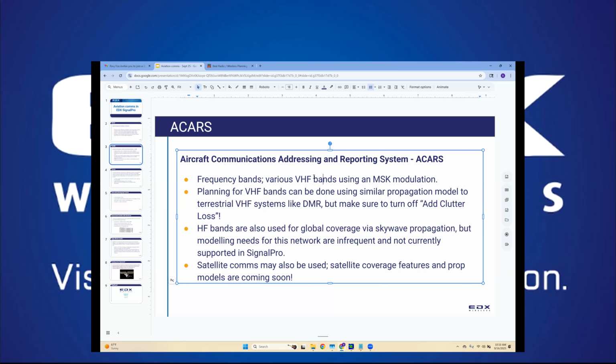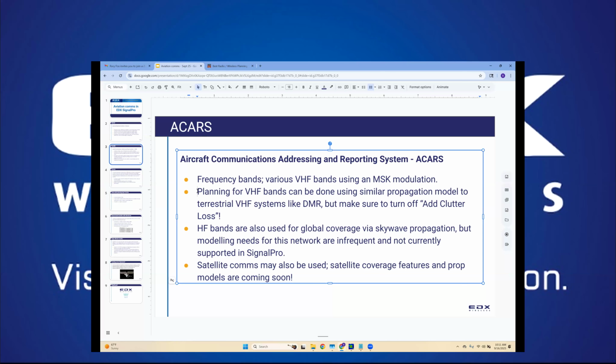This is also the radio that if you were to throw a mobile radio in a truck and go out to a mountaintop to try and talk to aircraft from a distant location, this is the kind of radio that you could potentially use, or these are the bands that we would be looking at. One really important aspect of this is how we set up the propagation model, either for ACARS or the ADSB.